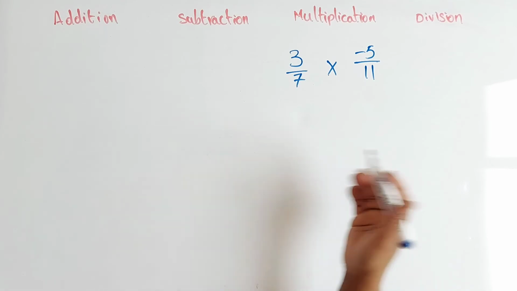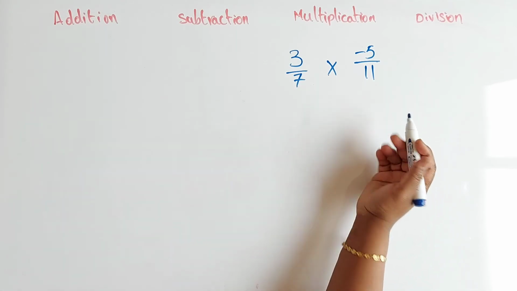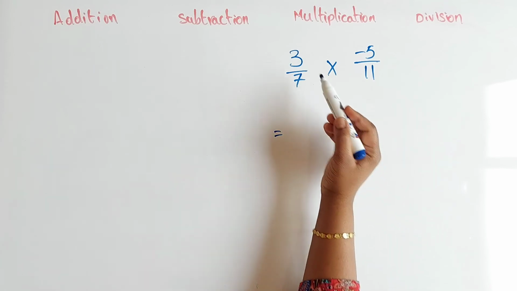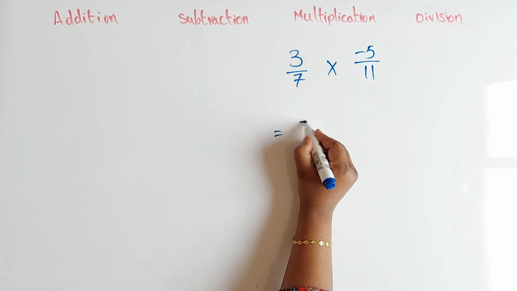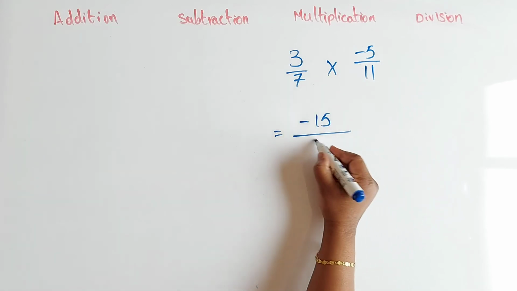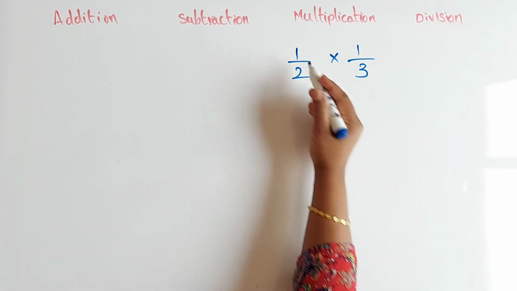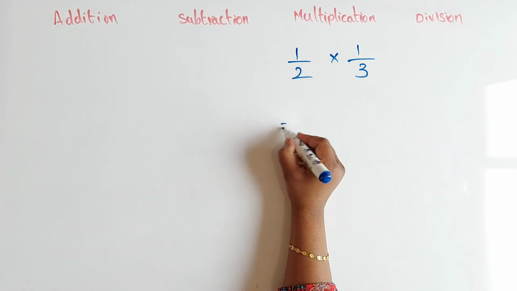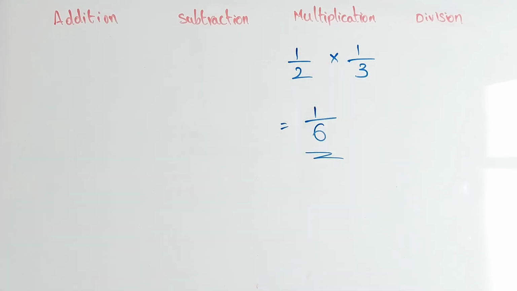Now multiplication of two rational numbers. Here one positive rational number, here one negative rational number. Right children? Same it is. 3 5s are 15, but here we have minus sign. So it is minus 15, and in denominator 7 11s are 77. Minus 15 by 77 is the answer, children. Now we'll take two positive rational numbers. 1 by 2 into 1 by 3. 1 1s are 1, 2 3s are 6. 1 by 6 is the answer, children.